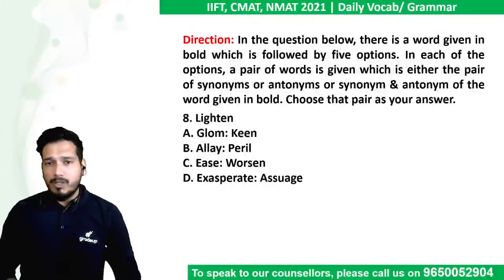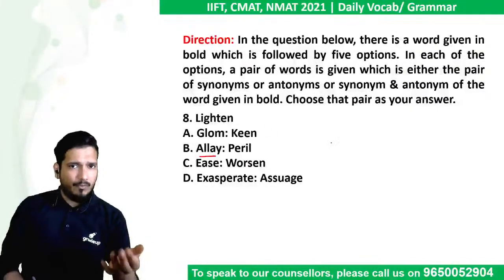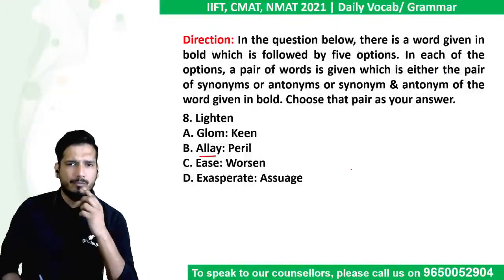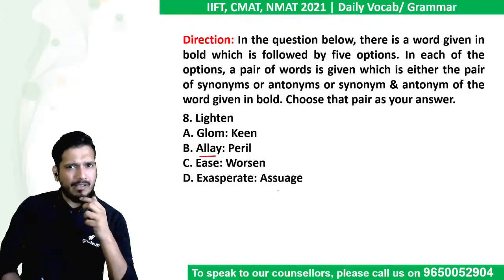Lighten. A, gloam is to keen. B, allay is to peril. We have done this word before. C, ease is to worsen. D, exasperate is to assuage. We have done this word also.